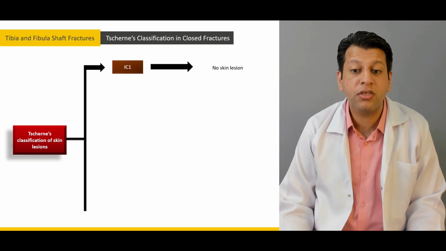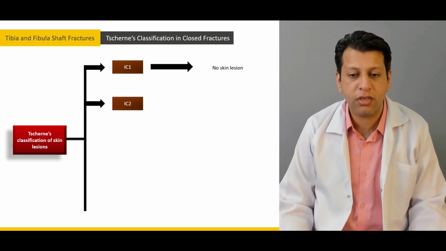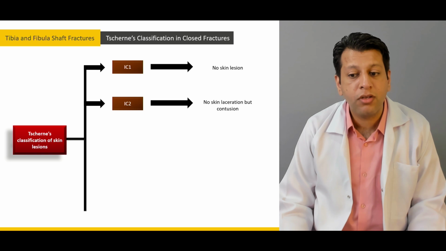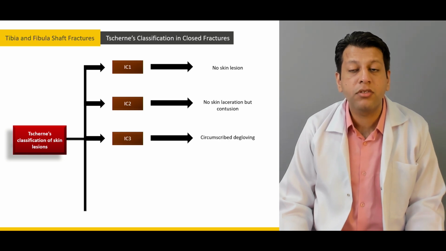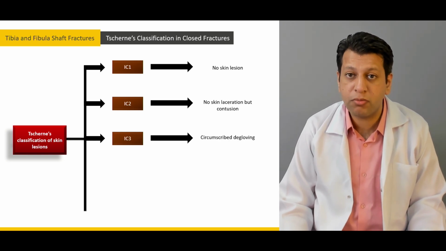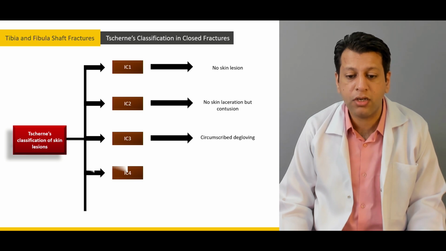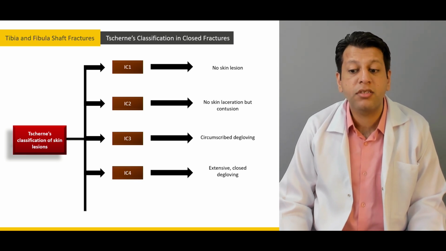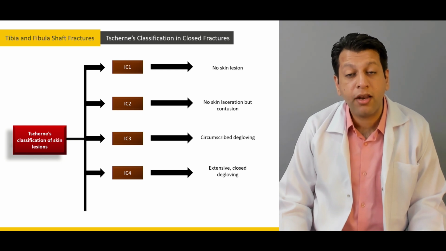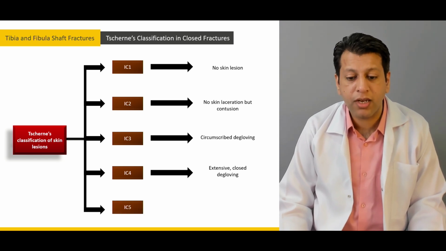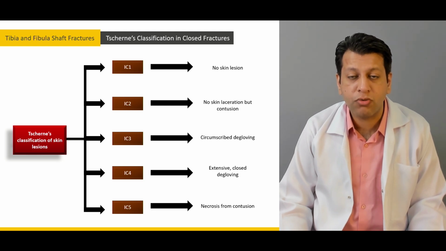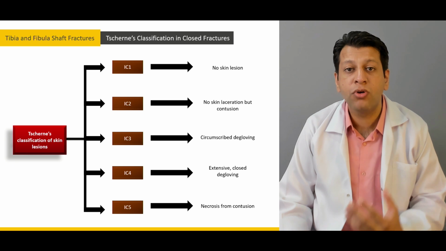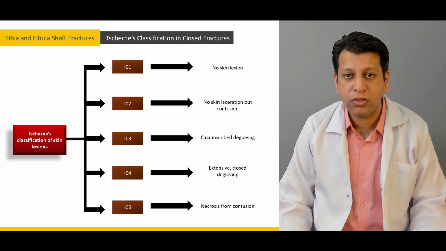IC1 is where there is no skin lesion, although underlying there is a bony fracture. No skin laceration, but contusion of the skin, is IC2. IC3 is circumscribed degloving, which may be visible on examination. IC4 is extensive closed degloving, and the underlying tissue may be necrotic as well. And IC5 is necrosis from the contusion, which could be very much visible.